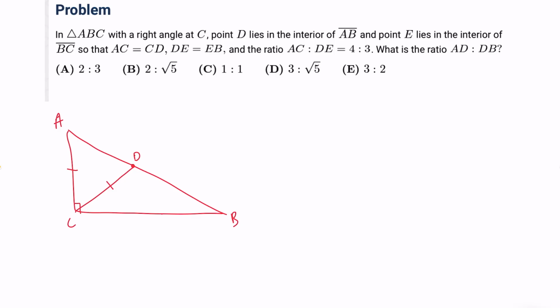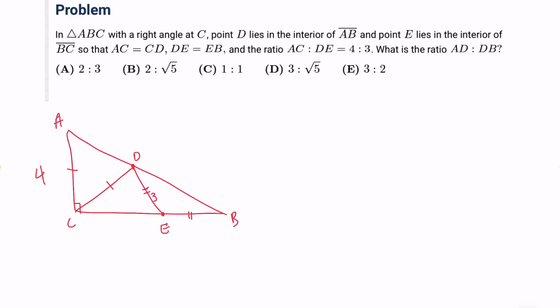So these two are the same. And then it tells us that the ratio of AC to DE is 4:3. So I'm just going to let AC be 4 and then DE be 3. It's asking us the ratio of AD to DB.